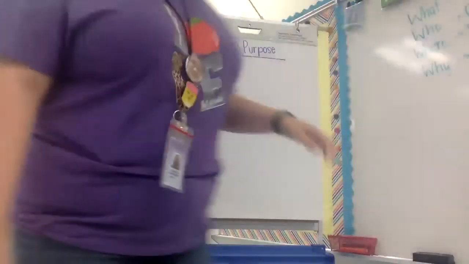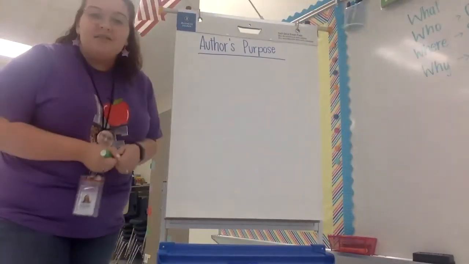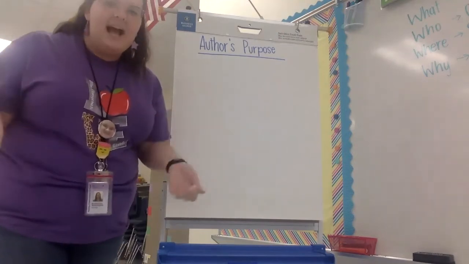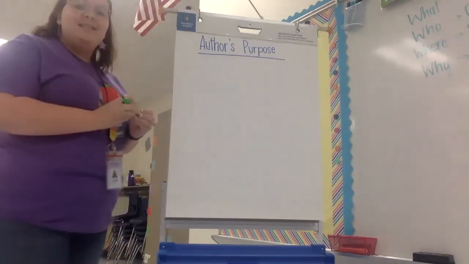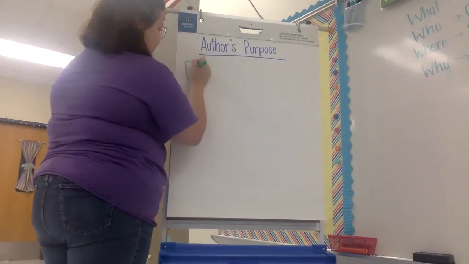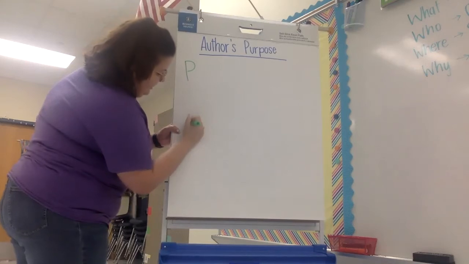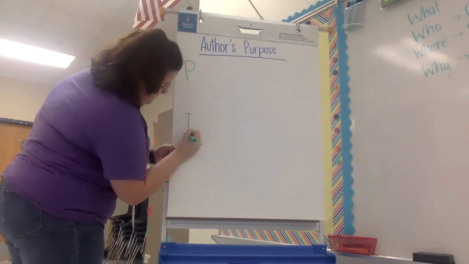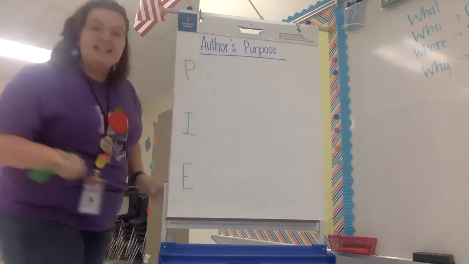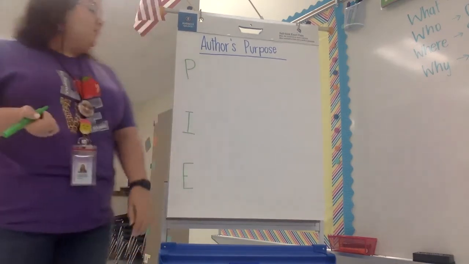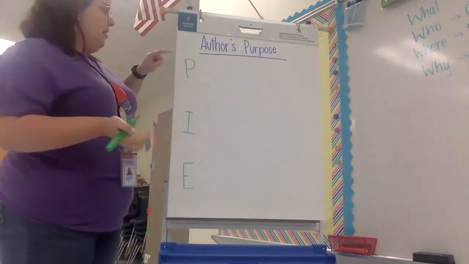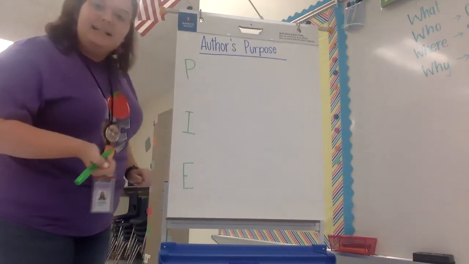Okay, I have my handy dandy chart. An author's purpose is easy as pie. Say that with me. Easy as pie. Let's spell pie. P-I-E. And the reason we say it's easy as pie is because the three things that an author writes for start with P, I, and E.